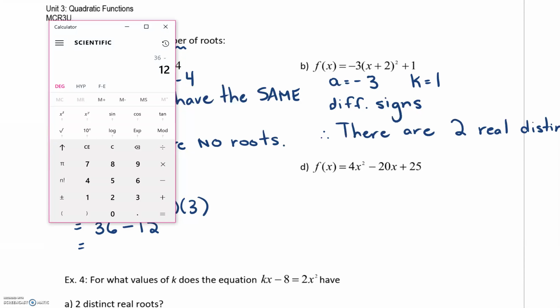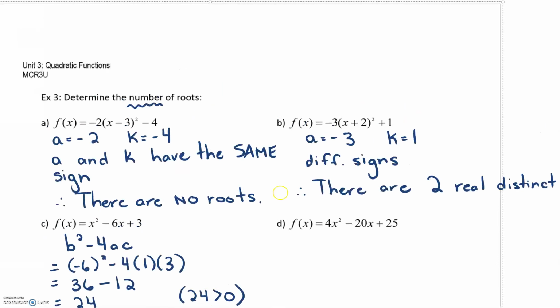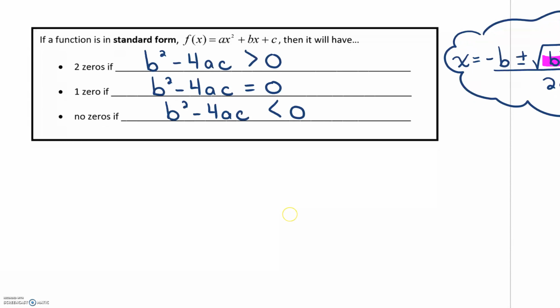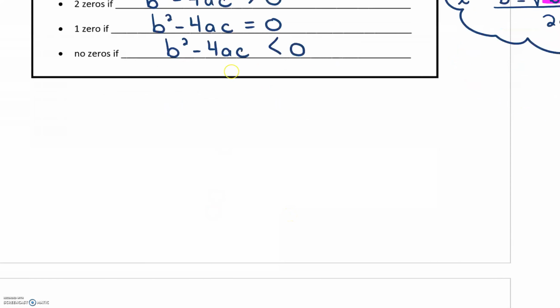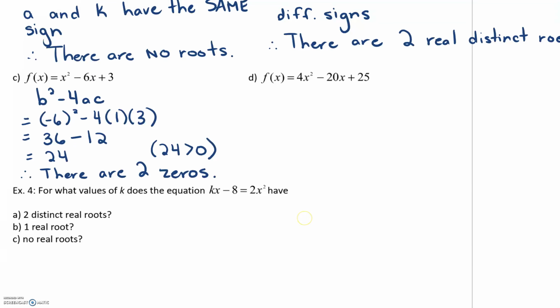is equal to 24. Okay, and since 24 is greater than 0, we'll just write that down on the side. Since 24 is greater than 0, if you go back up to the note, that means there are 2 zeros. So therefore, there are 2 zeros.